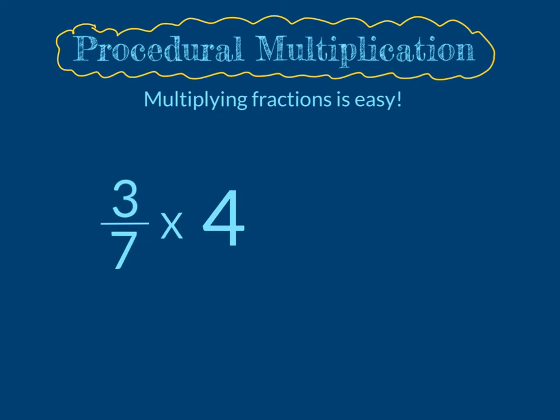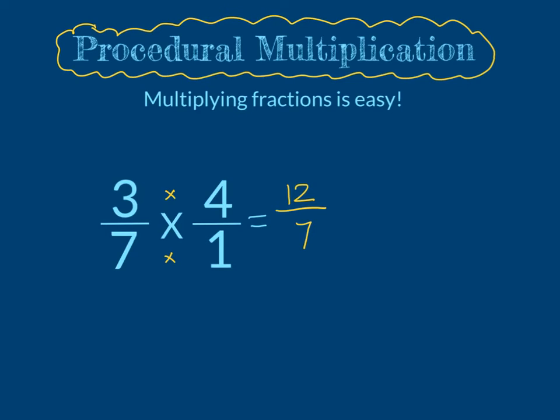Let's try another one. Here I have the fraction 3/7, and I'm multiplying it by 4. All I'm going to do is change that 4 into a fraction by putting it over 1. And now I can just multiply 3 times 4 and get 12, and then multiply 7 times 1 and get 7, giving me the improper fraction of 12/7.